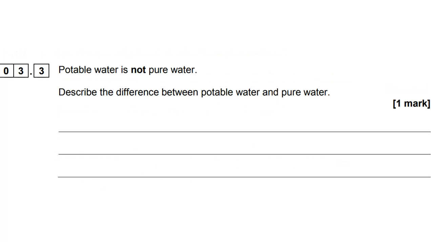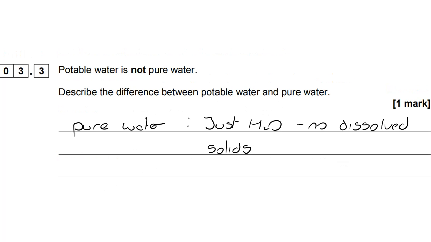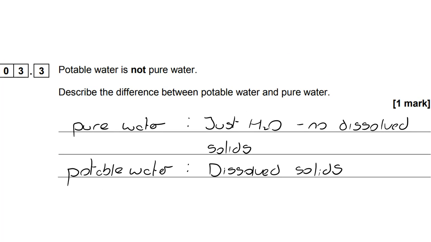Moving on to 3.3, potable water is not pure water. Describe the difference between potable water and pure water. Well, pure water is just H2O. It has absolutely nothing dissolved in it. Whereas potable water does have dissolved solids. The big pitfall that you want to avoid on this question is to say that potable water is fit to drink. That's true, but both of them are safe to drink, so it's not considered a difference.